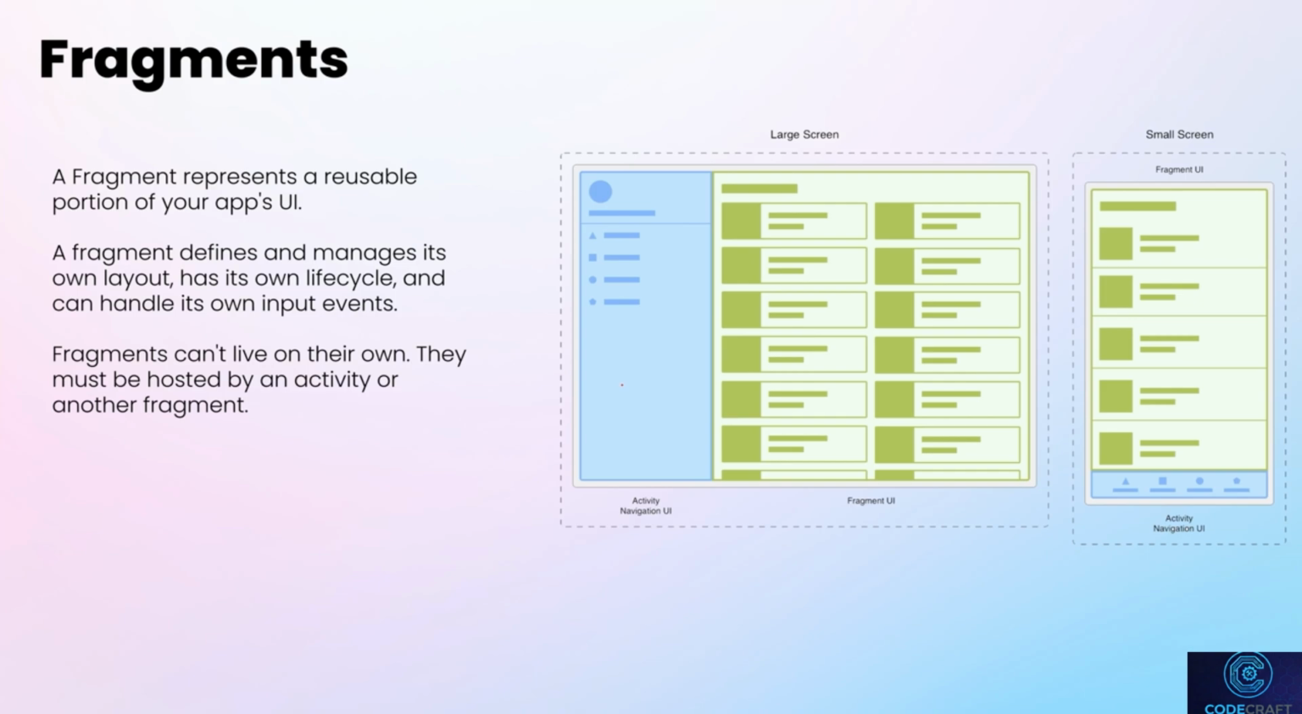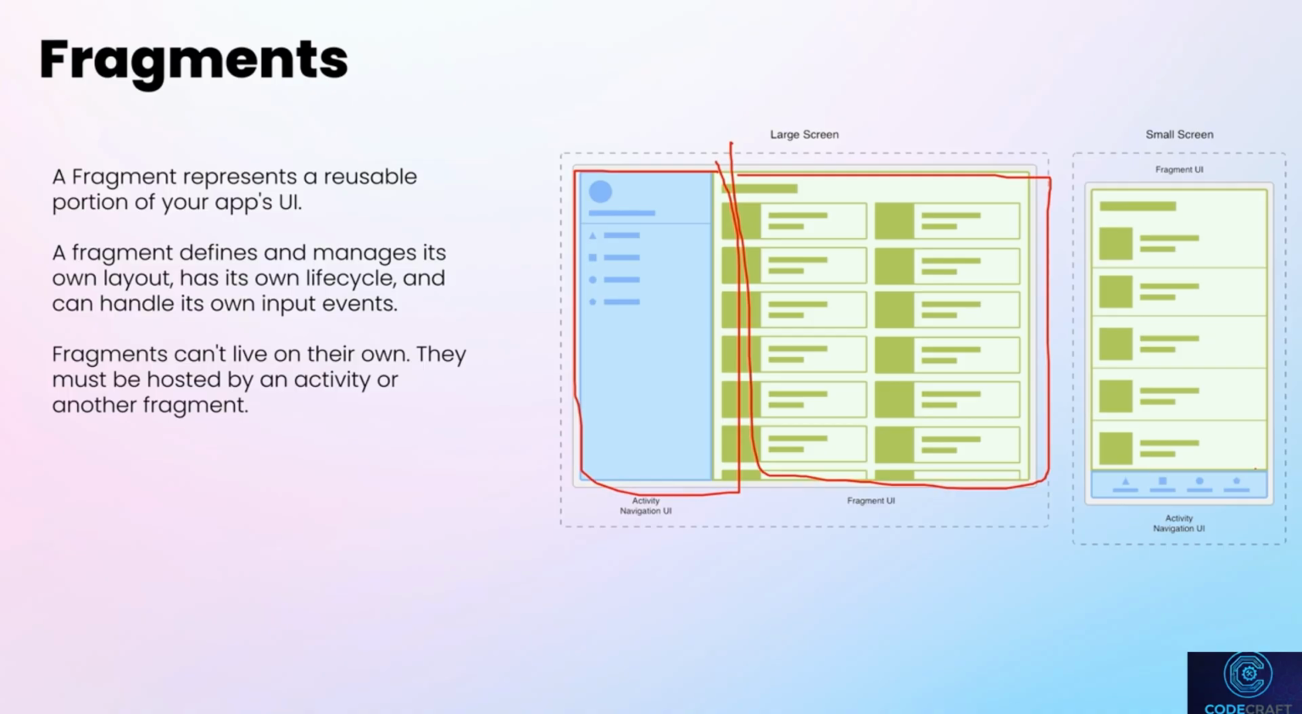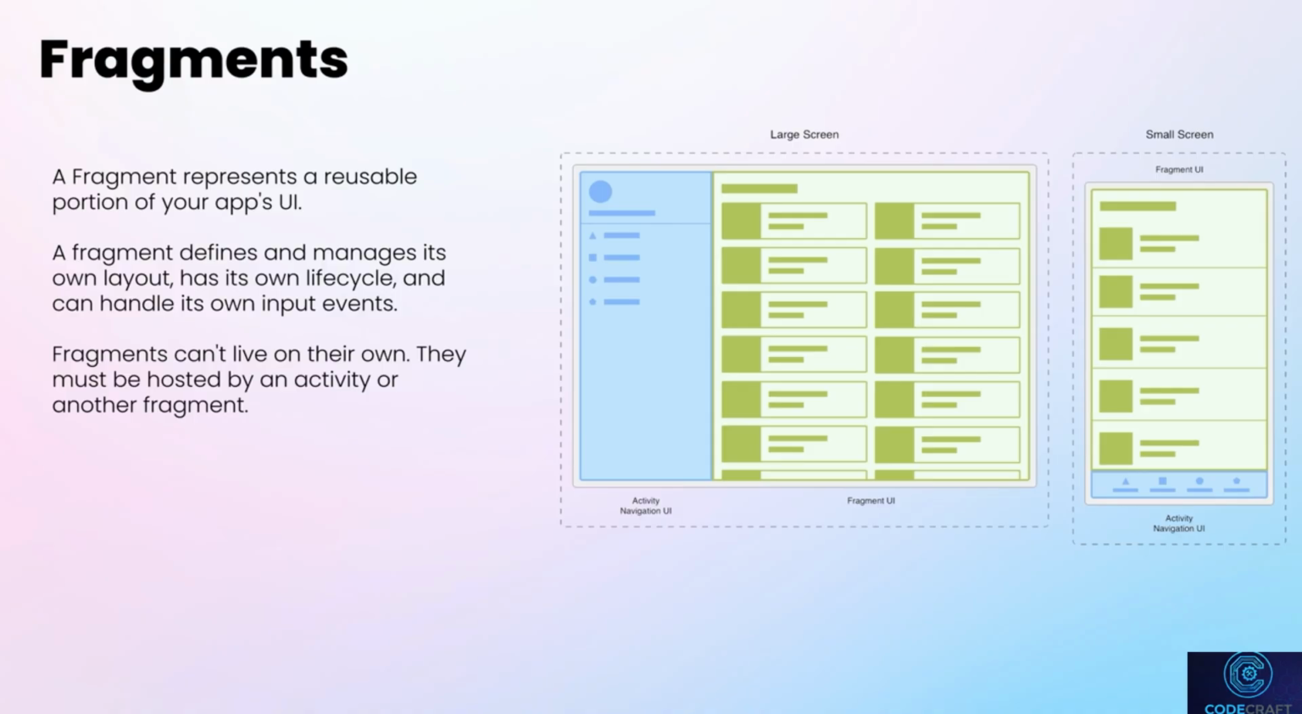Also, you can combine multiple fragments within a single activity to create complex user interfaces. For example, on the tablet, you have two fragments side by side. This is the first fragment and this is the second fragment, providing a multi-pane layout, whereas on a phone, you may stack them vertically, like this, in this case a single-pane layout.